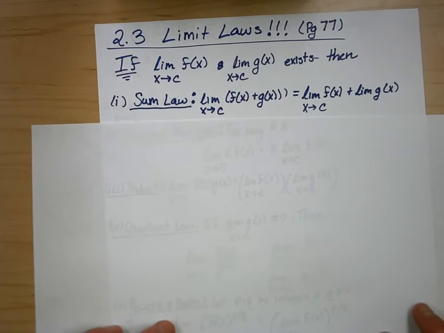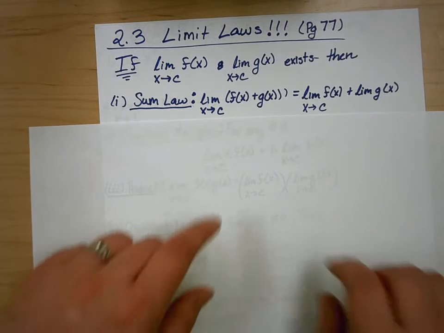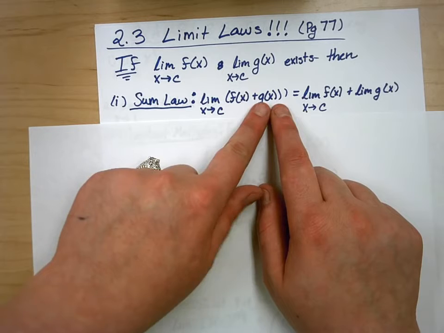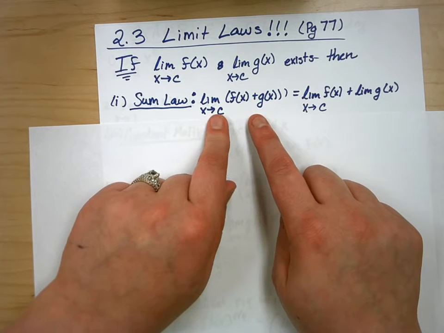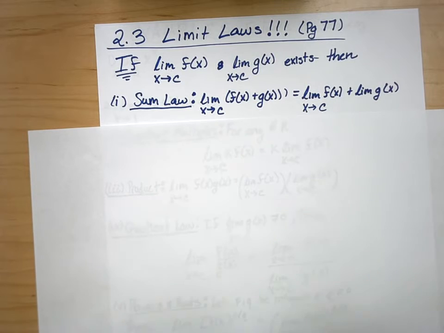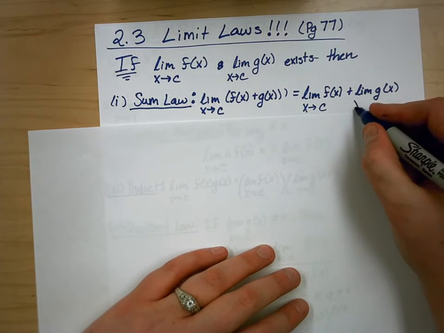Okay, so number one, we have the sum law, which is that if we have the limit as x approaches c of f of x plus g of x, then we can distribute that limit through. So we have the limit of f of x as x approaches c plus the limit of g of x as x approaches c.